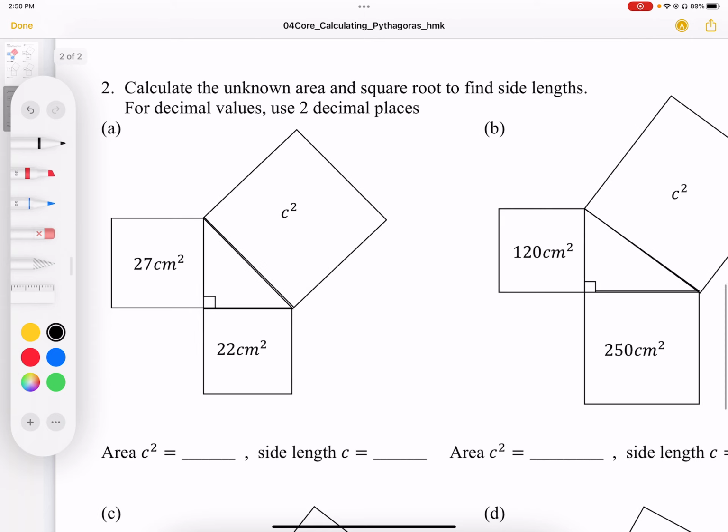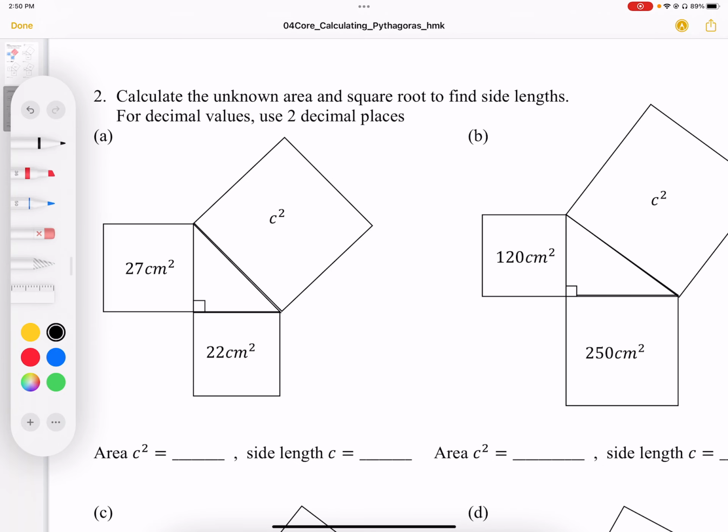For part 2, we're not only finding the area, but we're going to find the edge length. So a squared plus b squared. So again, if we take a look at a square, there's our a square. There's our b square. Together, they're going to add up to the c square here. Okay, so that's the first thing we're going to do.